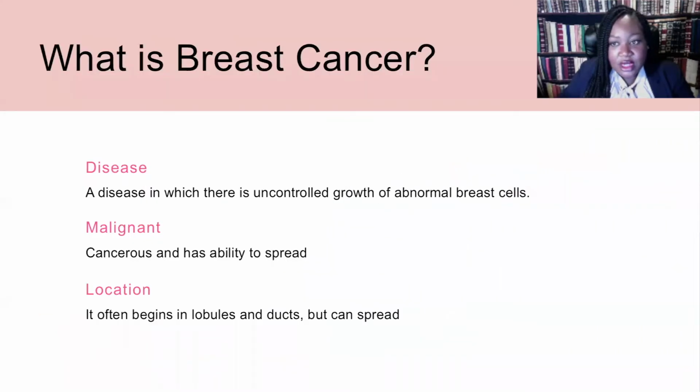So let's start. What is breast cancer? It essentially is a disease in which there is uncontrolled growth of abnormal breast cells. It can be cancerous or malignant, which means it has the ability to spread. It often begins in the lobules and the ducts of the breast, but it can spread to other places.